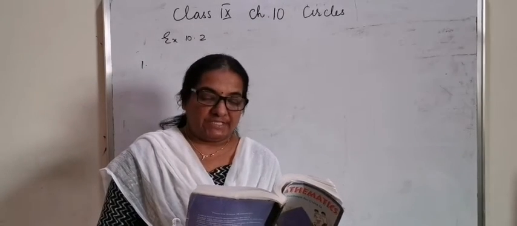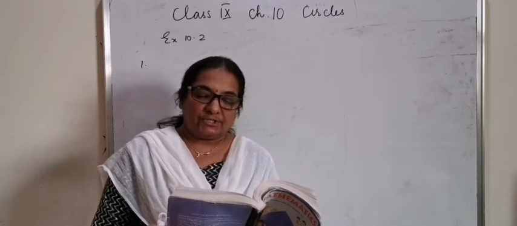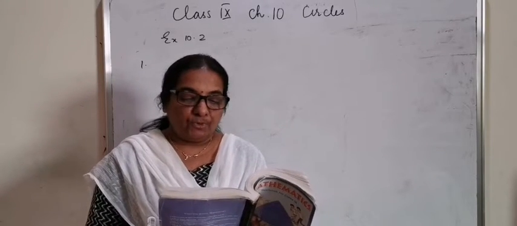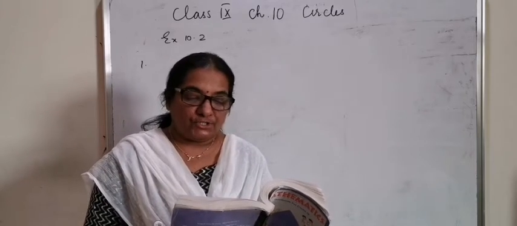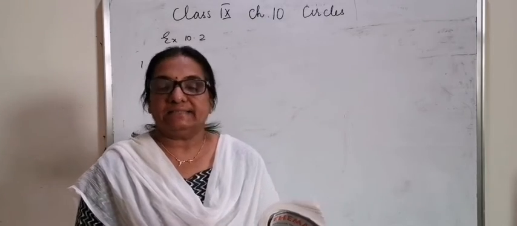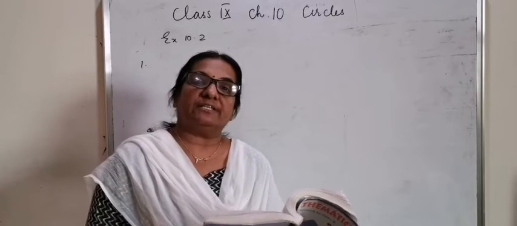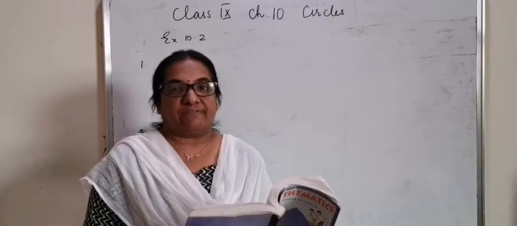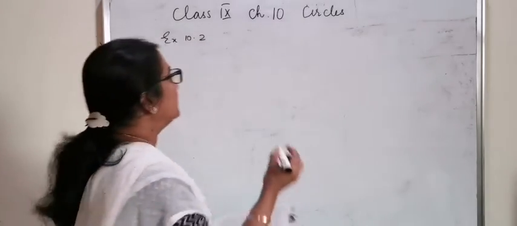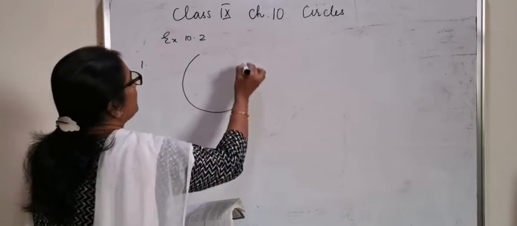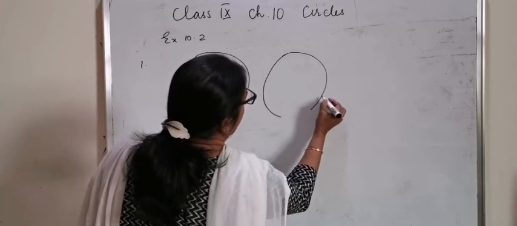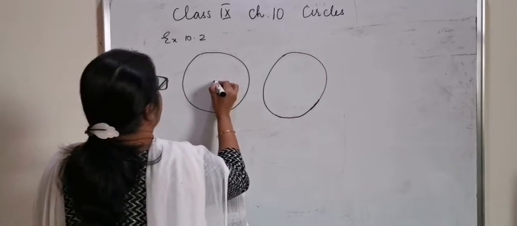Exercise 10.2, question number 1. Recall that 2 circles are congruent if they have same radii. Prove that equal chords of congruent circles subtend equal angles at the centers. That means we need to verify the property with the circles having the same radii. You are given 2 circles whose radii remain the same.